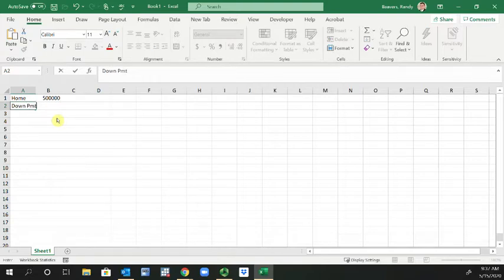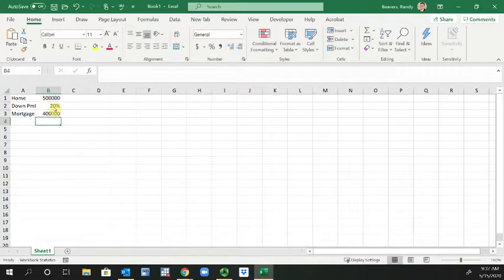and you're going to put down a down payment of 20%, which means that you're going to take a mortgage for 80% of that. So B1 equals B1 times 1 minus the 20%, which is 80% of the 500,000 or 400,000. We have an interest rate of 3.5%.